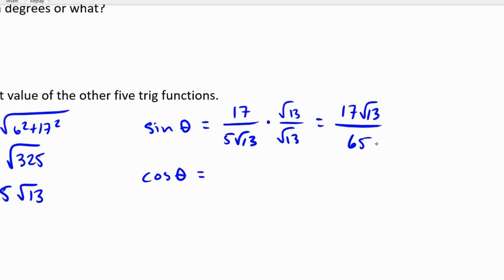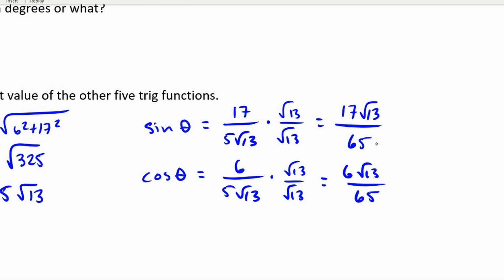is going to be adjacent over hypotenuse, so 6 over 5 square root of 13. Same thing, we need to rationalize our denominator. And that's going to be 6 square root of 13 over 5 times 13, which is 65.